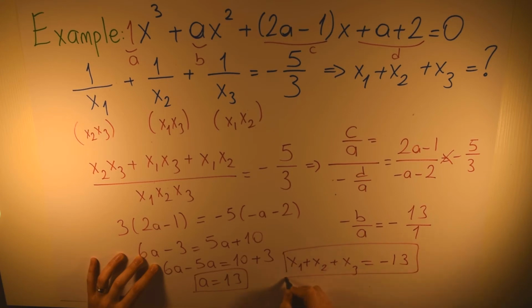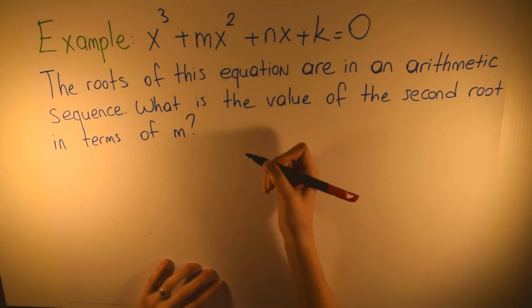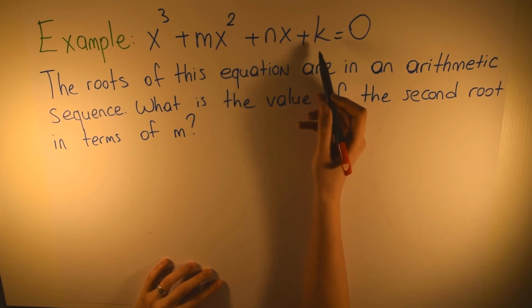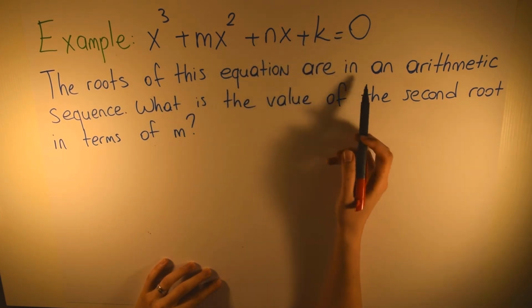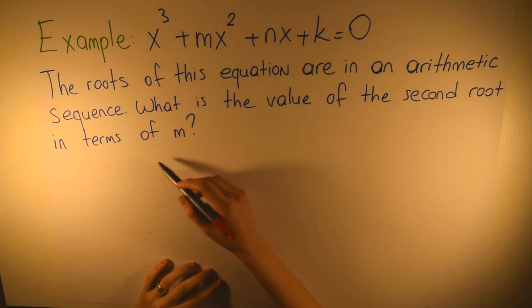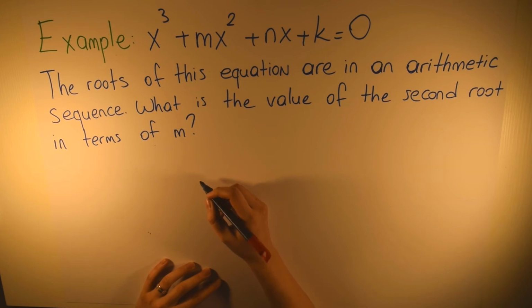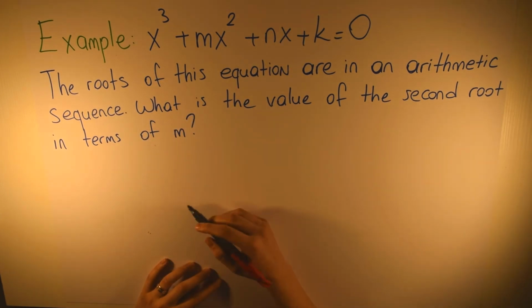So this is the process you need to follow to get the right answer in this kind of questions. In this example we have x cubed plus mx squared plus nx plus k is equal to 0. The roots of this equation are in an arithmetic sequence. What is the value of the second root in terms of m? If you know the arithmetic sequence, this question actually is very easy.